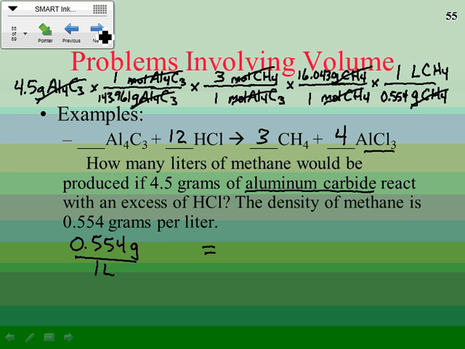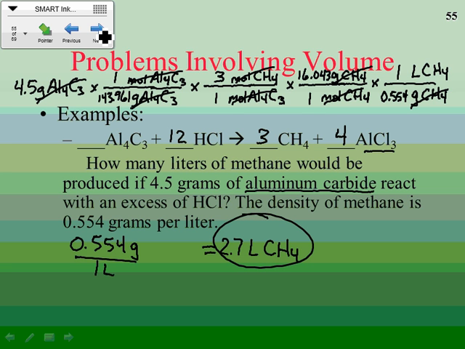Okay, so now we just have to work this all through. You take the 4.5 divided by 143.961 times 3 times 16.043 divided by 0.554. How many sig figs in our answer? 2. That's what we started with, right? So 2.7 is what I'm getting, if I did that right. 2.7 liters of CH4.